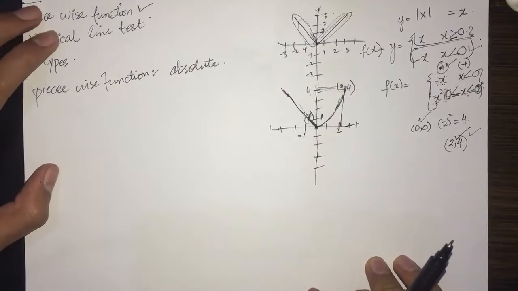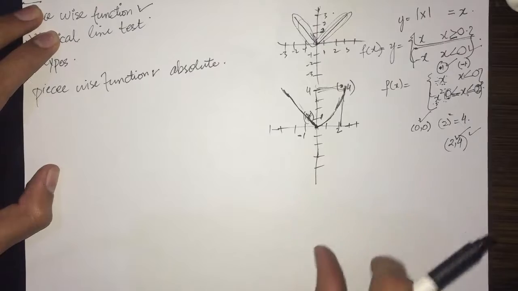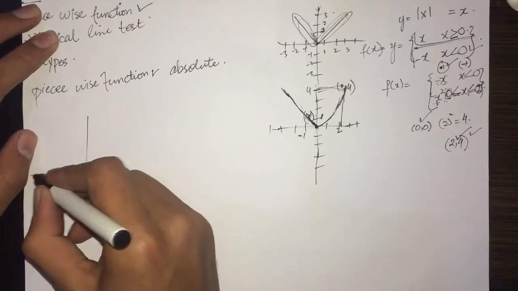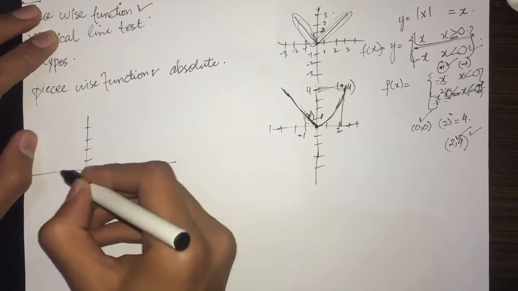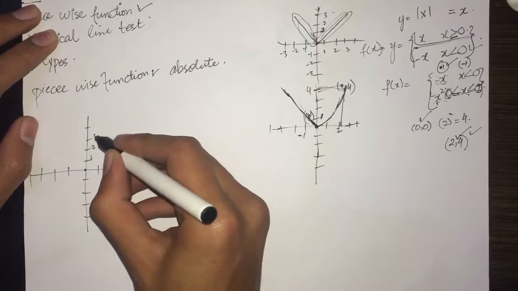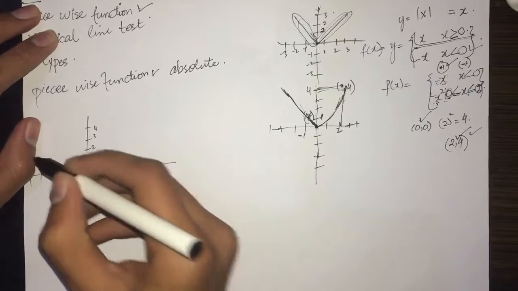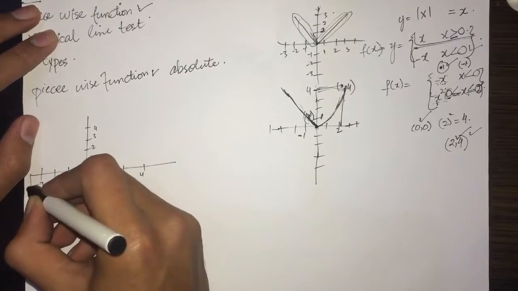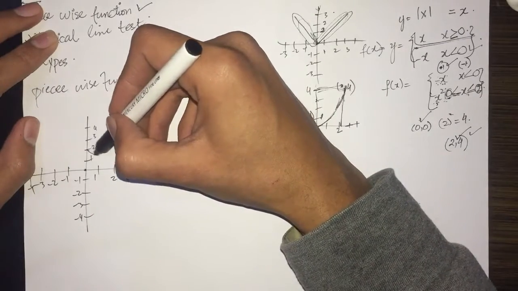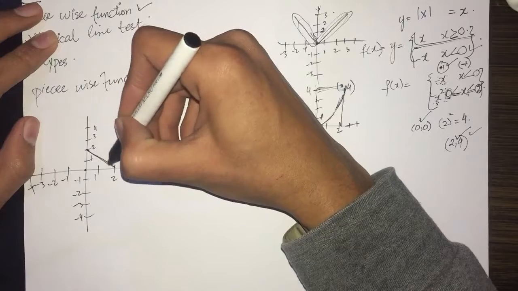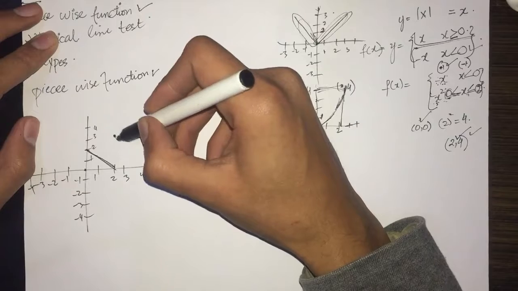Now let's see how to do the opposite thing: how to look at the graph and make a function out of it. So for example, I have a graph with axes 1, 2, 3, 4, minus 1, minus 2, minus 3, minus 4. Okay, all right. So I have a graph like this, and then I have a graph like this.